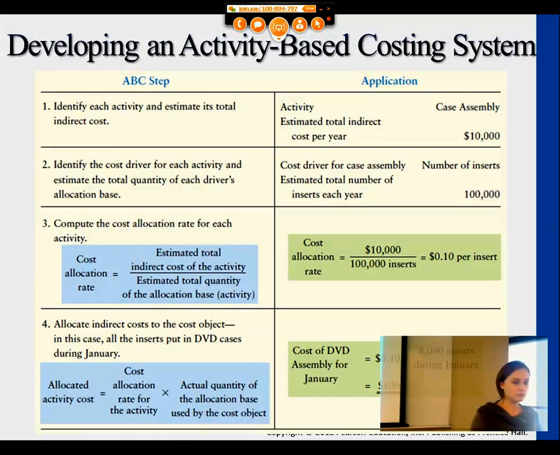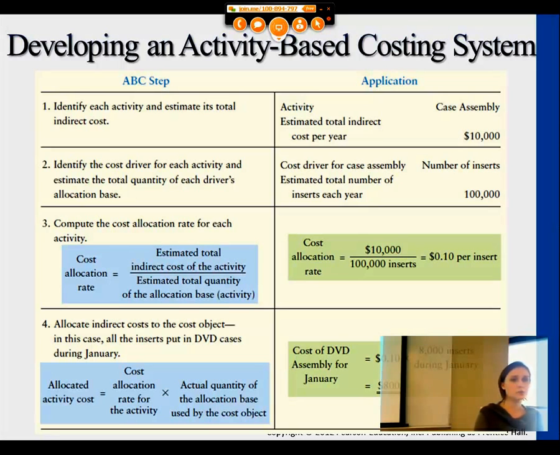Okay, so let's look at the developing of an activity-based costing system. So what do we have here? We have certain steps that we kind of just described. So let's look at these steps of producing that DVD.